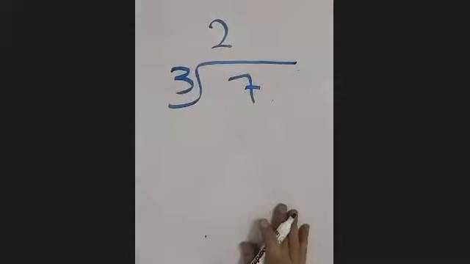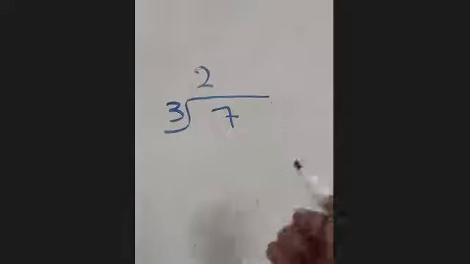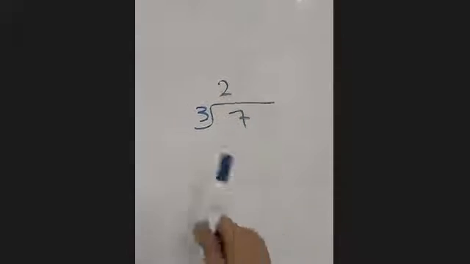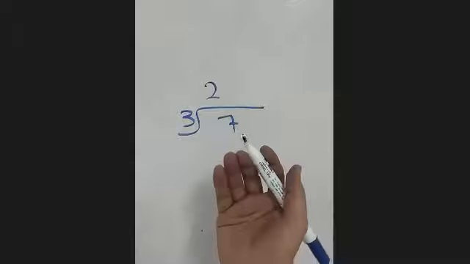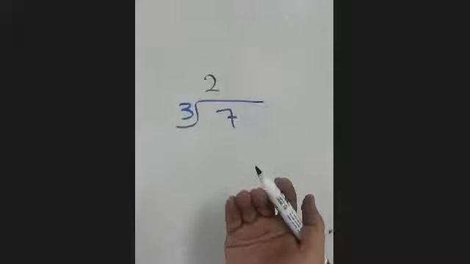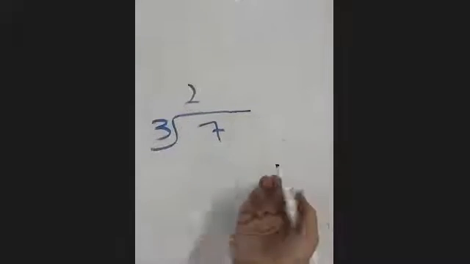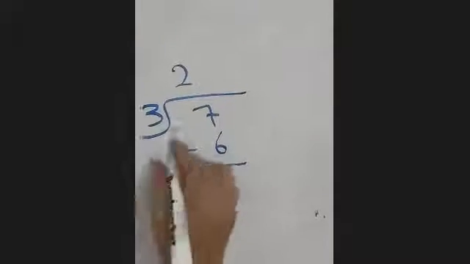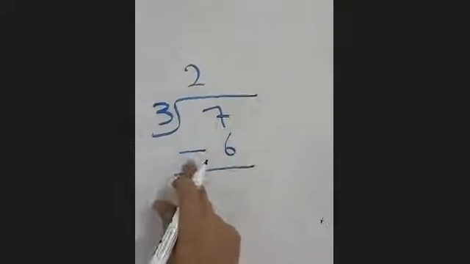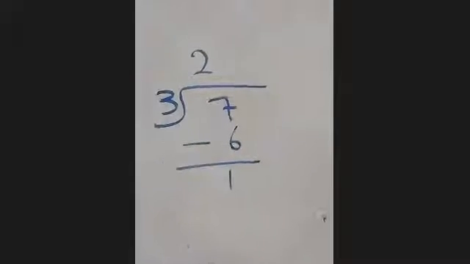There is no number. Yes, I know. There is no number you multiply with 3 to get 7. So I choose the number which is less than 7. Which is 6. 2 times 3 is 6. Then we do subtraction. 1. This is the idea of the division.